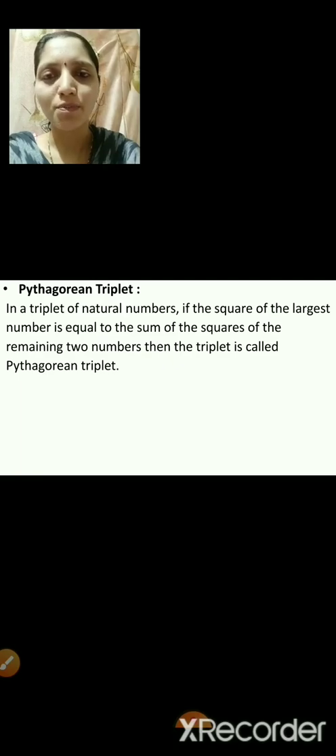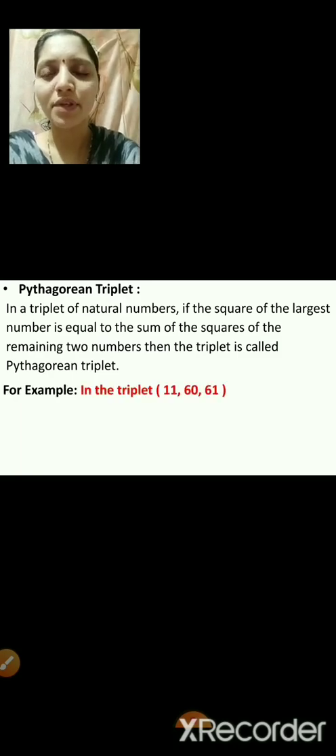Pythagorean triplet. The name itself suggests that it is a set of three numbers. So what you have to do here is take a triplet of natural numbers and find out if the square of the largest number is equal to the sum of the squares of the remaining two numbers, then you can say that the given triplet is a Pythagorean triplet. Let's understand this with an example.